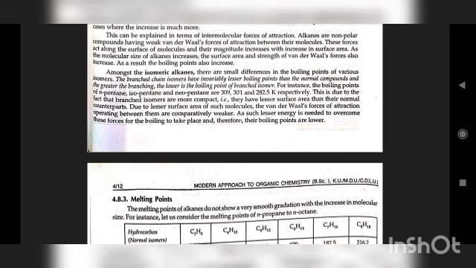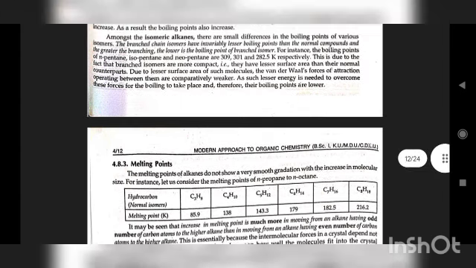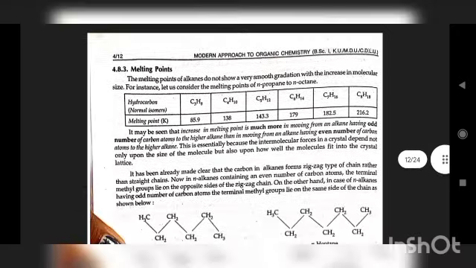This is due to the fact that branched isomers are more compact, so they have lesser surface area than their normal counterparts. Due to lesser surface area of such molecules, the van der Waals forces of attraction operating between them are comparatively weaker. As such, lesser energy is needed to overcome this force for boiling to take place, and therefore the boiling points are lower.